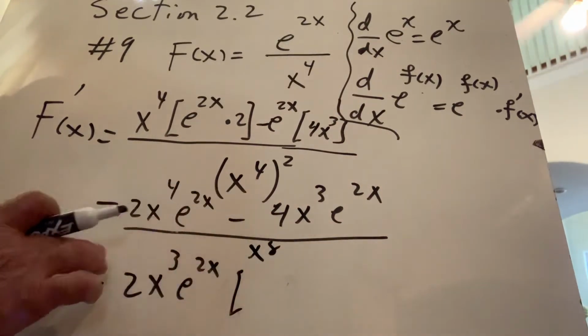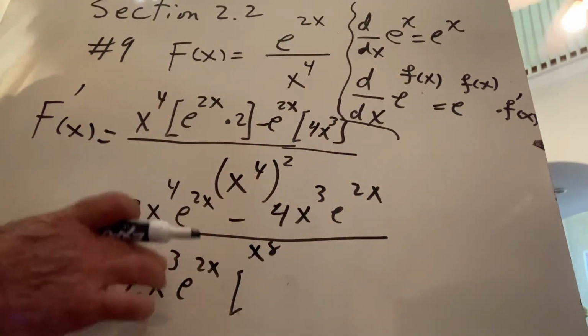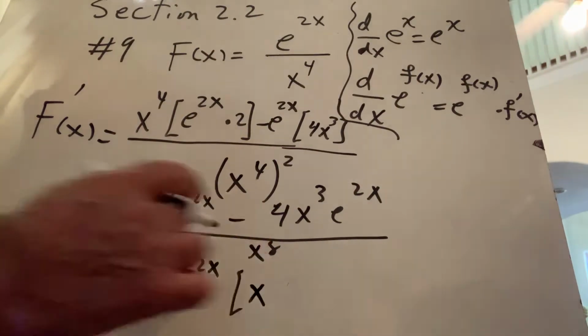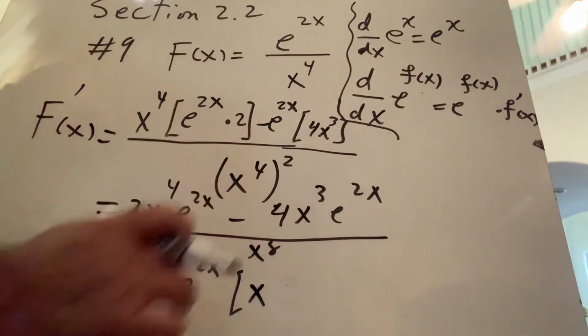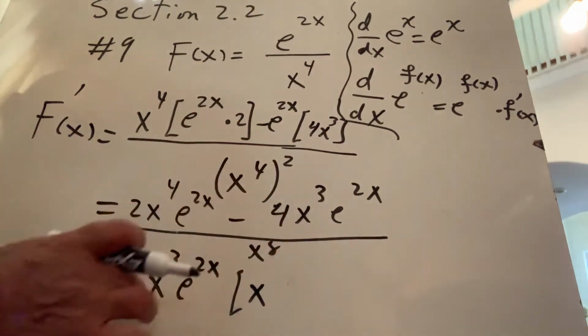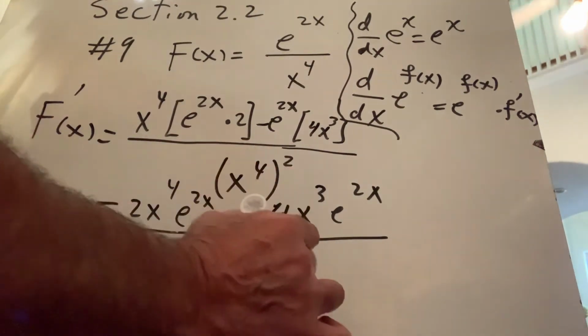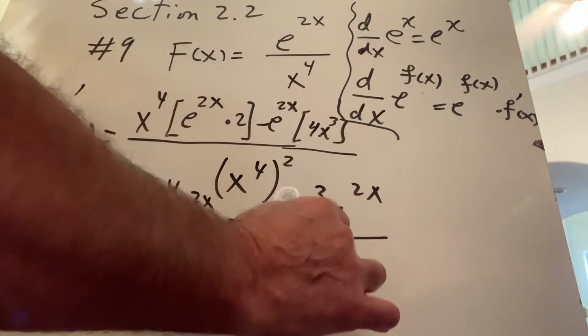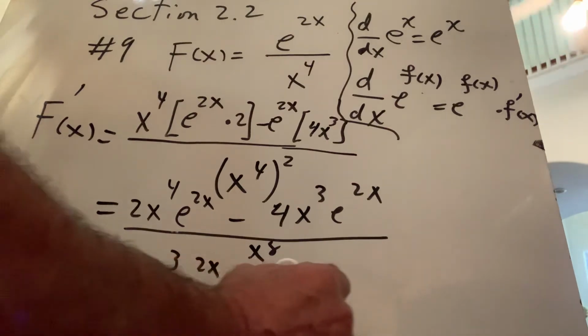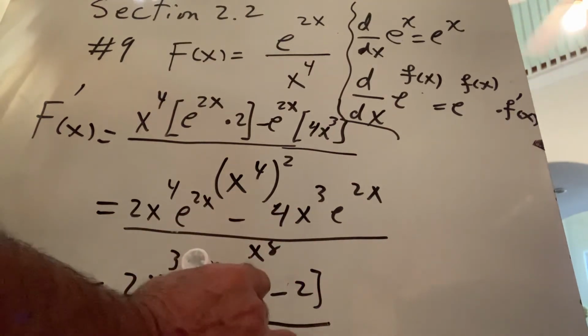from the first term, the 2's cancel. x to the 4 divided by x cubed leaves you with one more factor of x. Also, as you take the second, of course, e to the 2x's cancel each other. 4 divided by 2 becomes 2. x cubed will cancel, also e to the 2x. So all you get there is just x minus 2. And then over x to the 8.